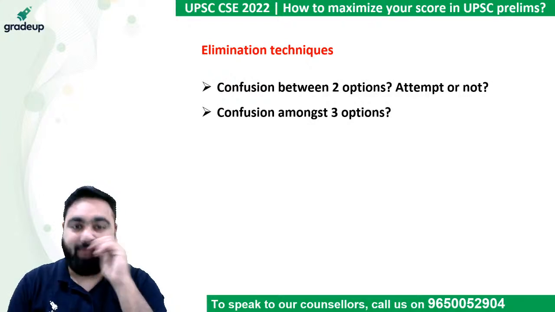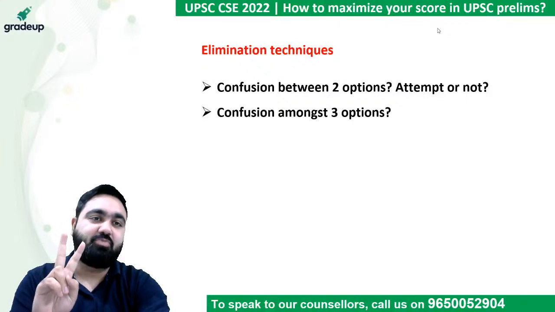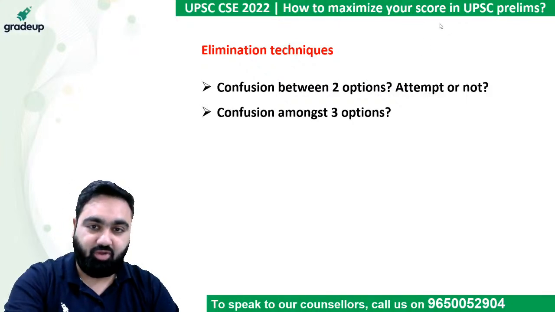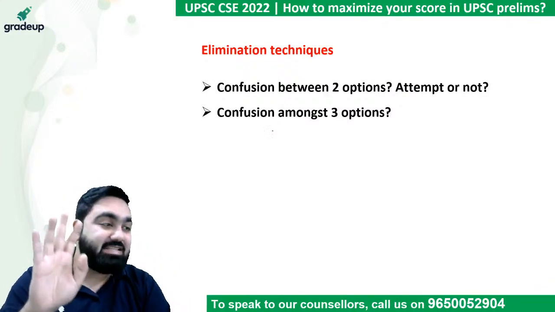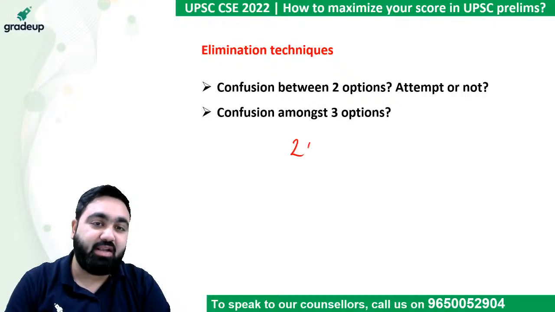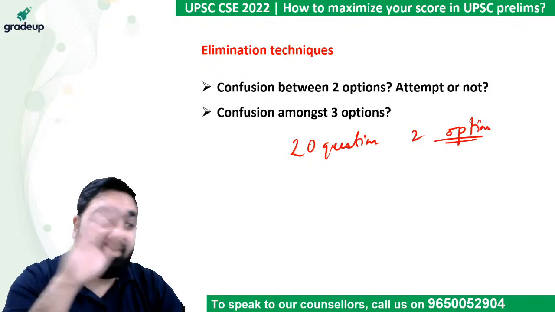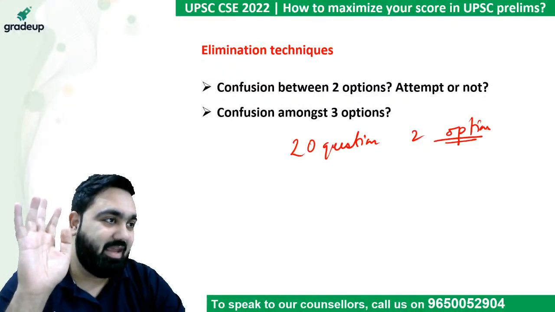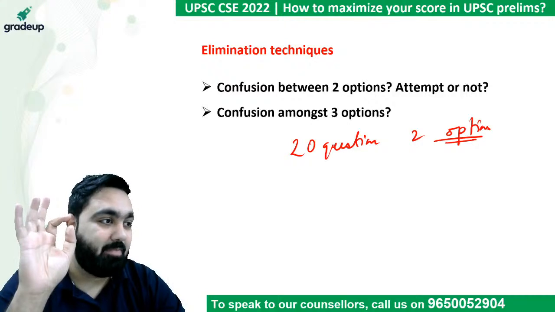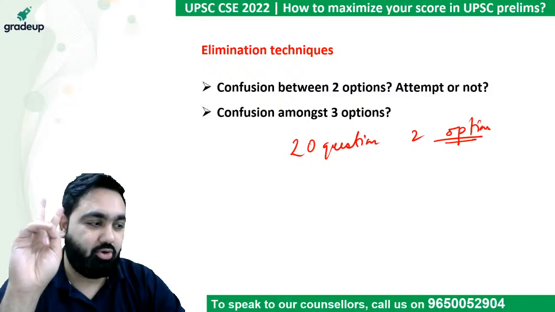So I was asking you whether you will attempt a question in which you are confused between two options or not. Now, let's assume that there are 20 questions where you are confused between two options. पहले तो मैं बता दूं, there will be very few questions where you will be 100% sure of the answer. Very few questions जहां पे आप 100% आंसर में श्योर होगे. Mostly you will always be confused between two options.